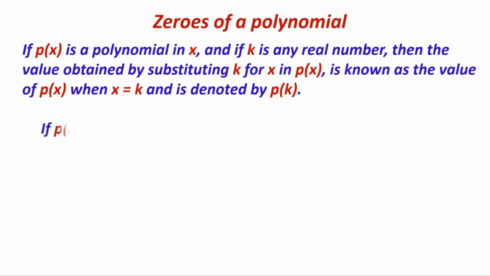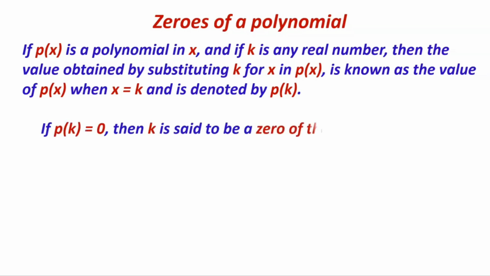For example, we will see here in the polynomial, if p of k is equal to 0, then k is said to be a zero of the polynomial p(x). If you substitute some value k and you get 0, then we call that value k a zero of the polynomial.